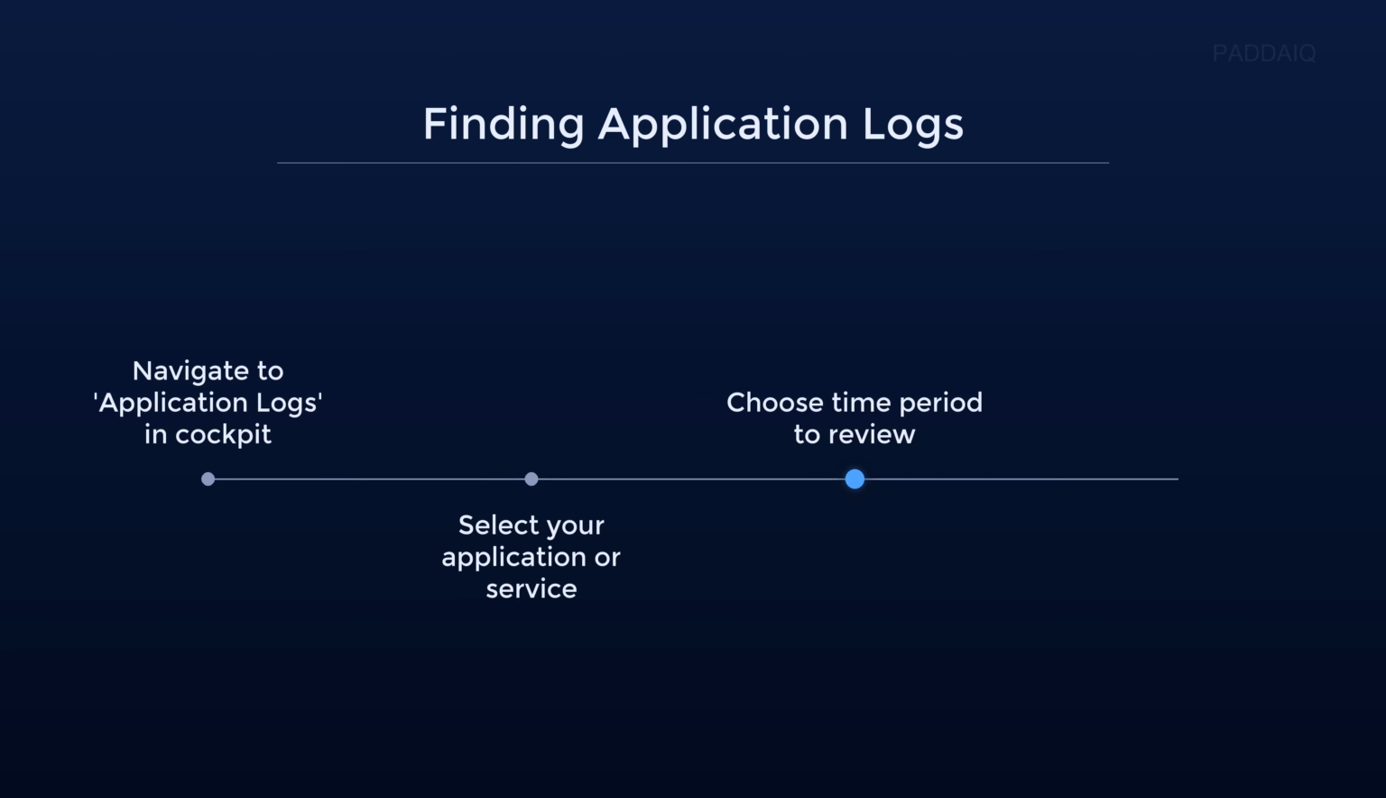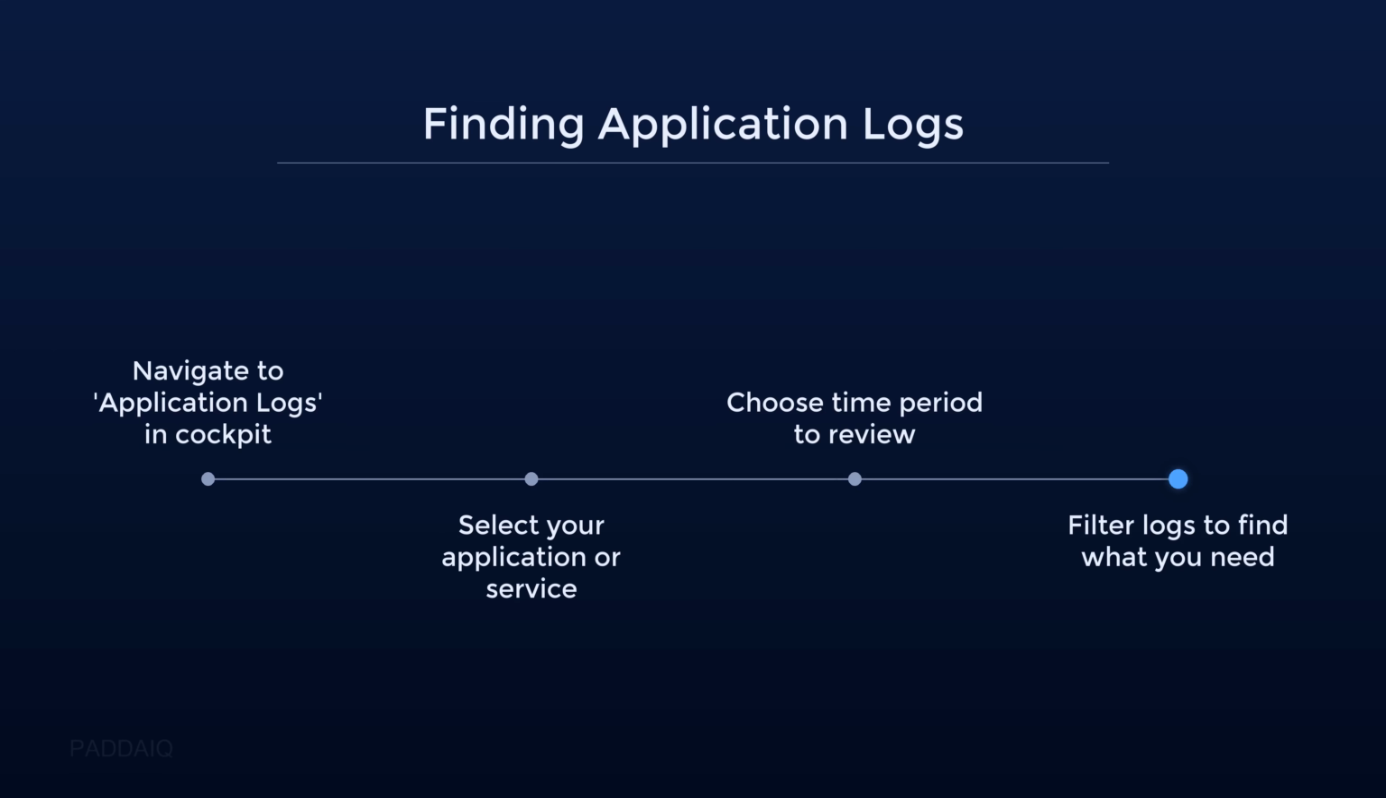Choose time period to review. This means selecting a specific time frame to filter your logs, so you only see entries from a certain period. For example, if your app had an error yesterday, you'd set the time range to yesterday to quickly locate those specific logs. This focused approach saves time and helps you pinpoint issues efficiently.